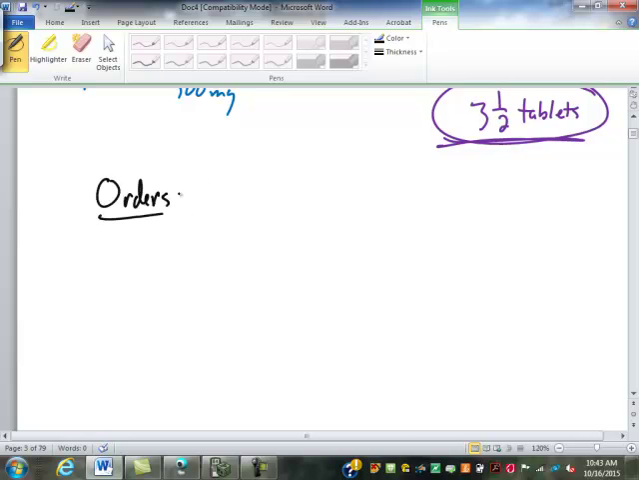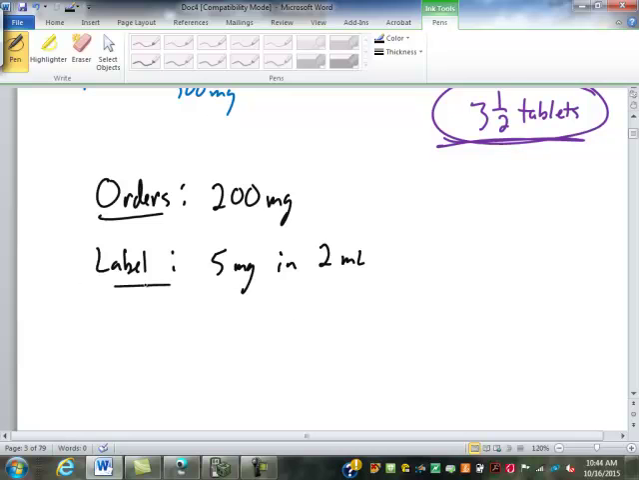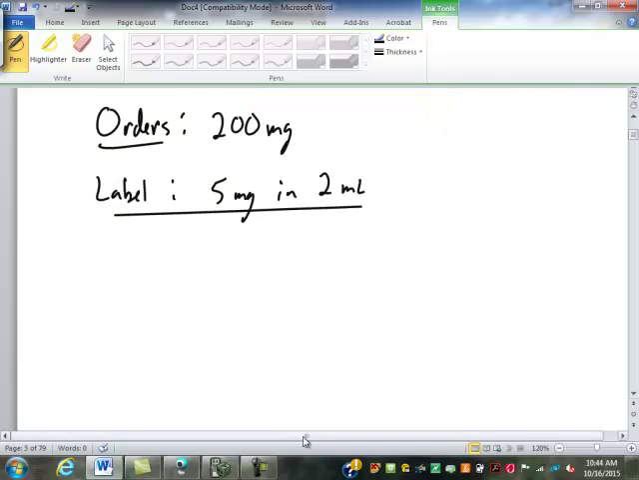Let's say we have an order for 200 milligrams of medication, and on the label, it is 5 milligrams in 2 milliliters. Again, find the amount to administer to the patient.